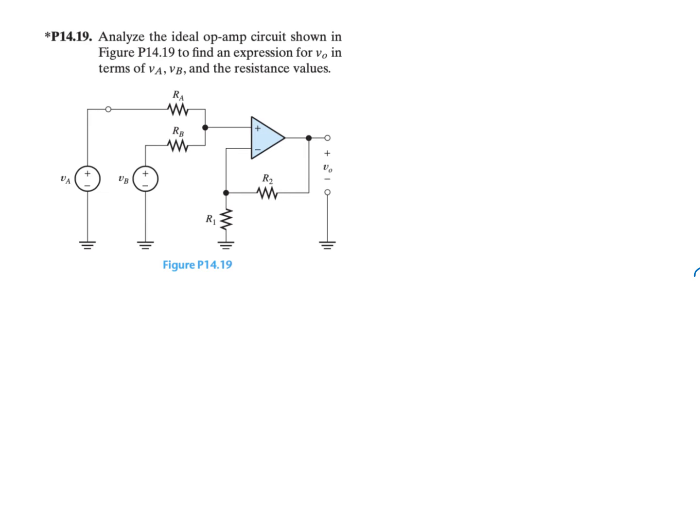P14.19. Analyze the ideal op-amp circuit shown in figure P14.19 to find an expression for V out in terms of VA, VB, and resistance values. For this question, we are only asked to find V out. We don't need to find it again. So let's see, where is V out? V out is here.